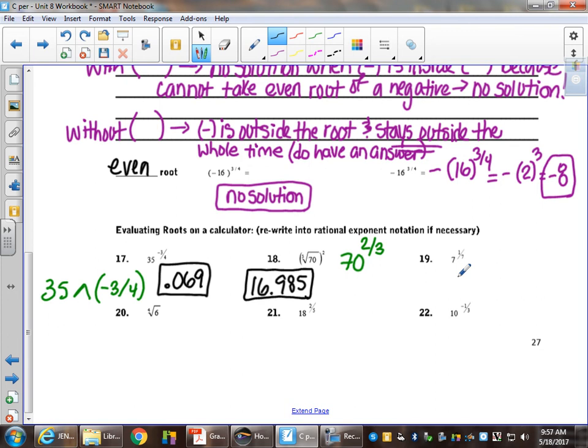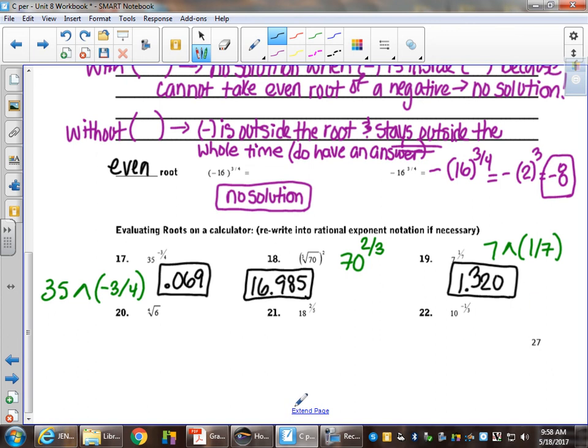Okay, so for people listening to video, I'm back, going through 19 to 22. For the calculator, this is going to be 7, caret, and then 1 divided by 7 in parentheses. So 7 to the 1/7, we should be getting 1.320.